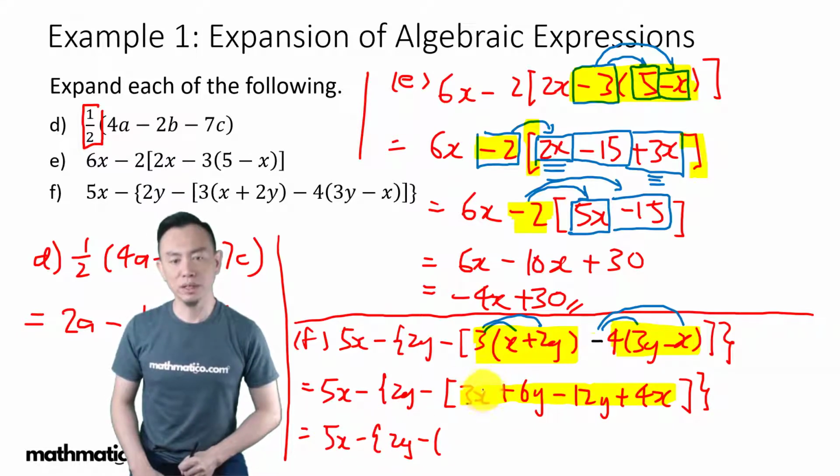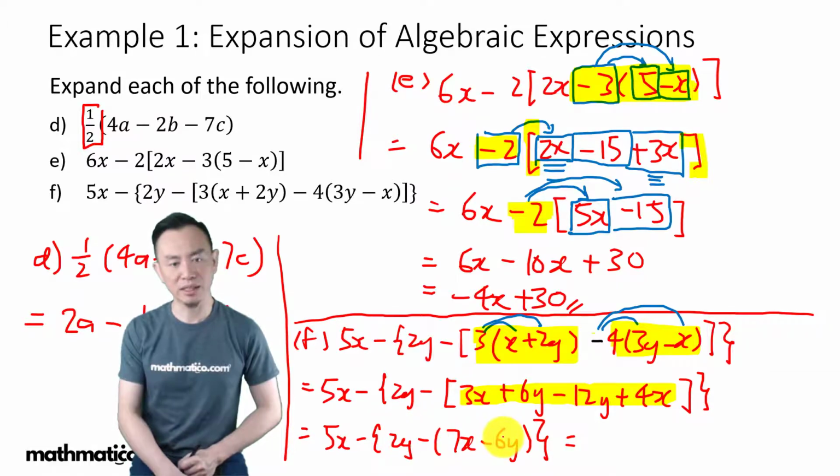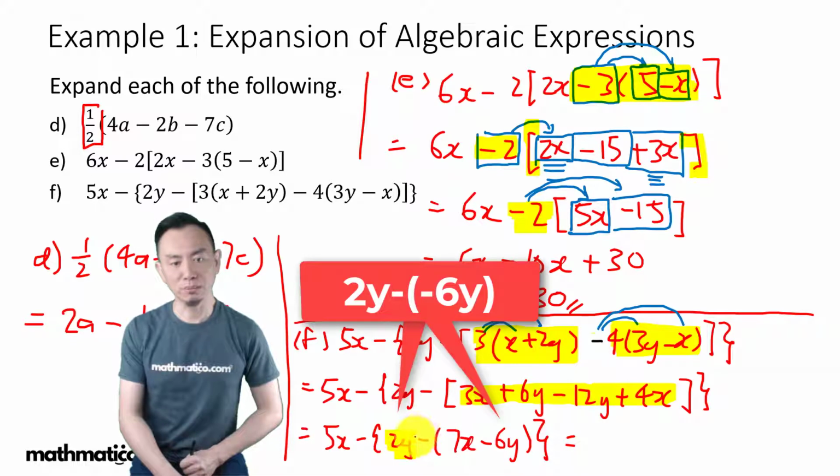Okay, so we have 3 plus 4 is 7x. 6y minus 12y is negative 6y. Okay, we simplify this again because this negative sign is given inside, right? Well, we can do it in one step. If you can see that this 2y is going to minus a negative 6y. Minus negative is a plus, right?